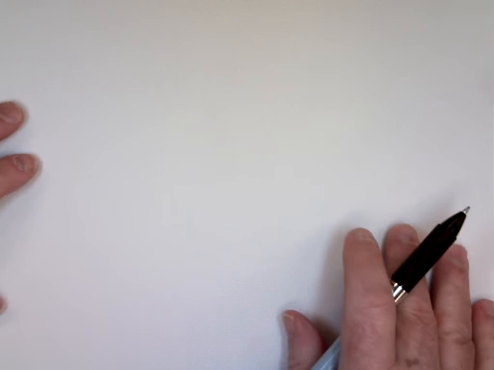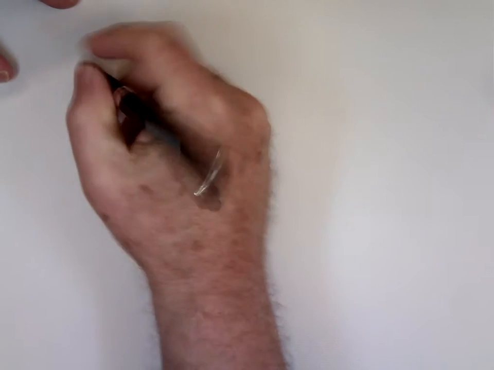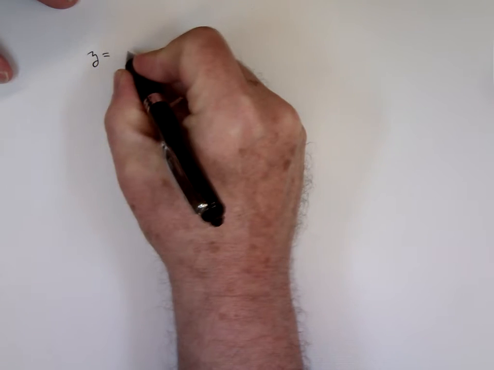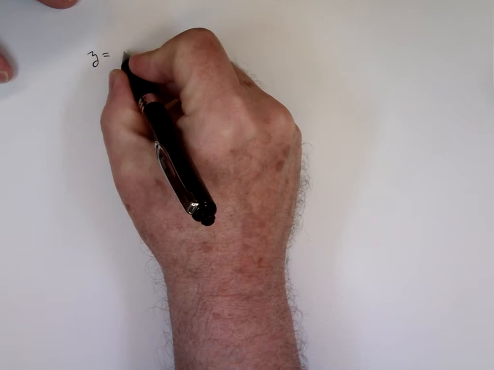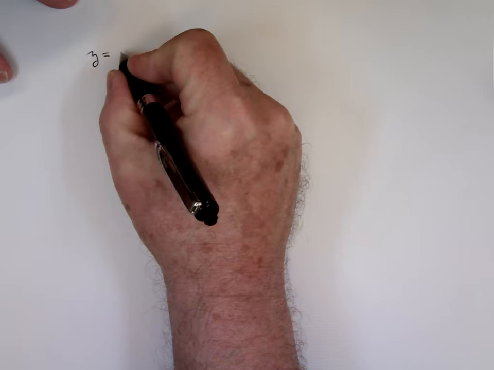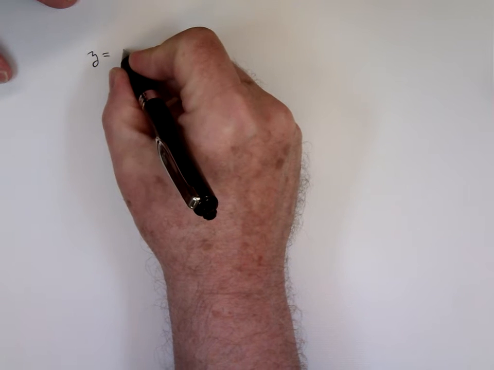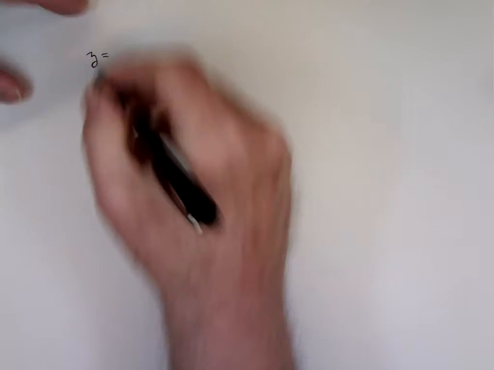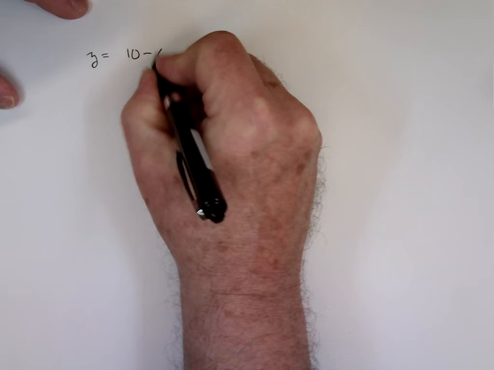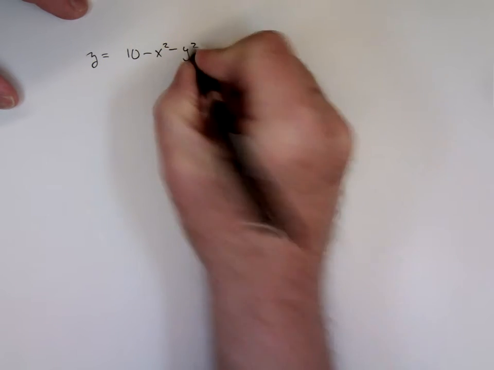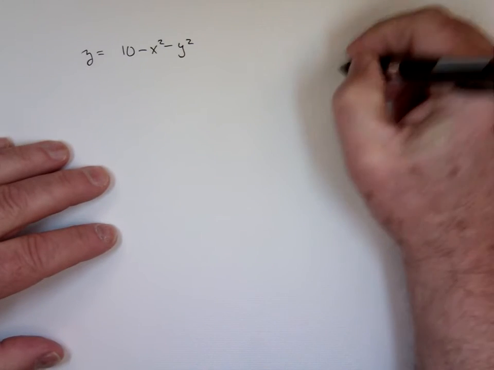Here's what we have to do. Let's revisit the paraboloid problem we were doing the other day, where z is equal to 40, I believe. I had 40 minus x squared minus y squared. Something like that. Oh, was it 10 only? Okay, that's all right. It doesn't even matter. Let's do 10. Let's take a look at this.